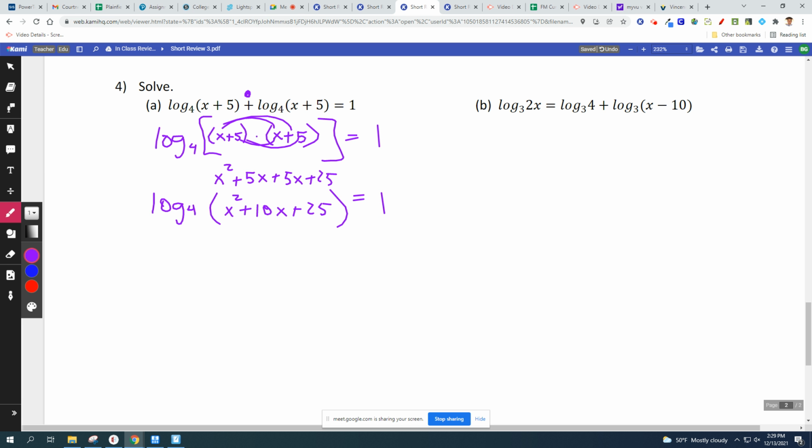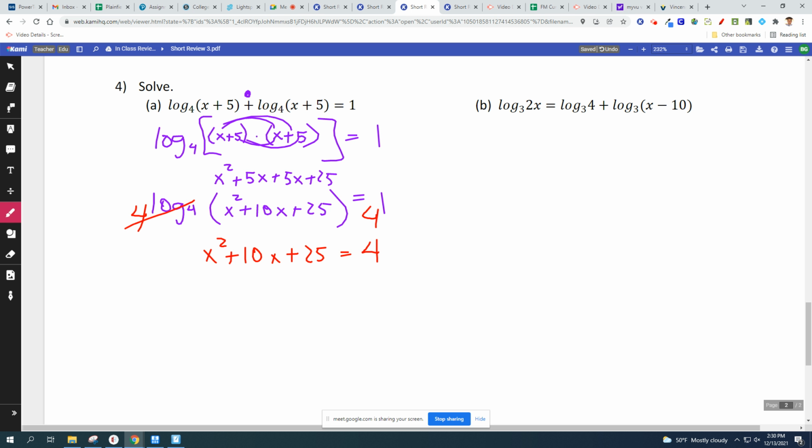We want to get out of our log, and so the inverse operation, what cancels out a log base 4, is a base 4. And so I would do a base 4 on both sides, and that ends up giving me x squared plus 10x plus 25 equals 4 to the first power, which is 4.